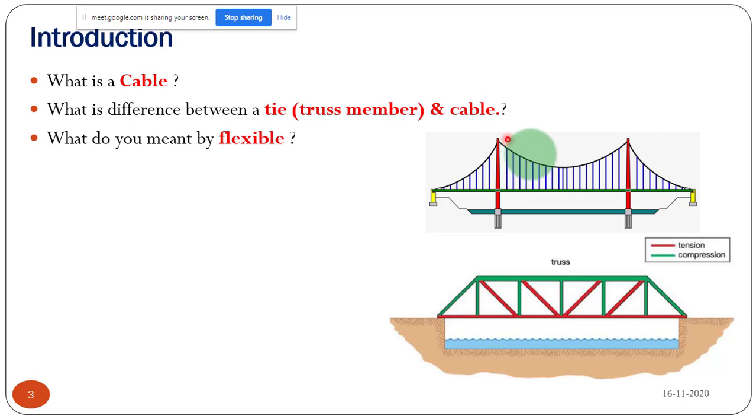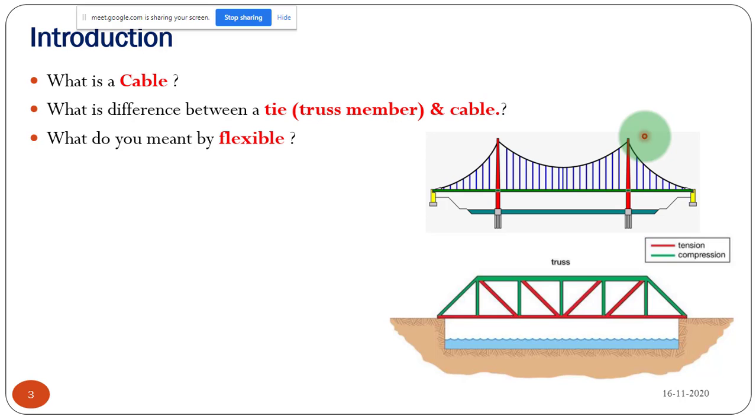You must have seen this cable in some bridges. The cable is very flexible, but the truss members are not flexible. That is a rigid member, because this is some steel or wooden member, whatever, and it is not flexible like a cable. The cable is basically something like a spring, a steel wire or something, very flexible. So that is the difference between a cable and a tie member.